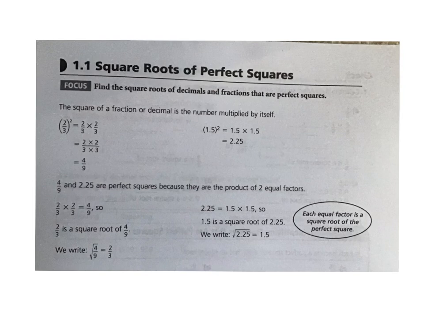Okay guys, so today we're looking at 1.1 in our new blue books. The title is Square Roots of Perfect Squares. So we're looking at finding square roots of perfect squares, but they're not in whole number form. They're going to be either a decimal or a fraction.